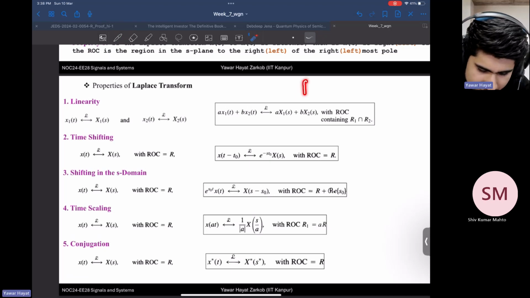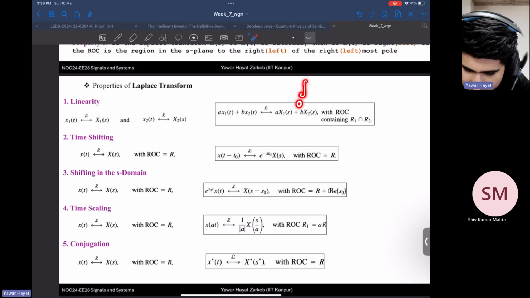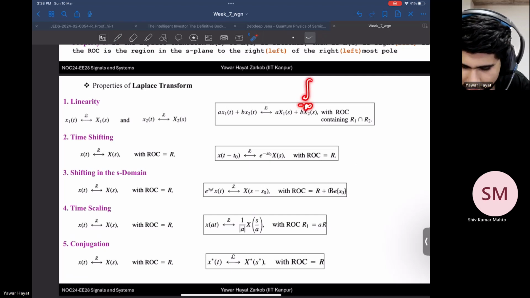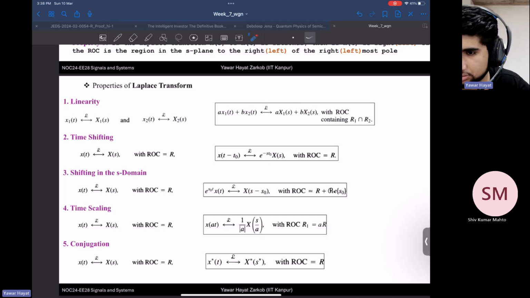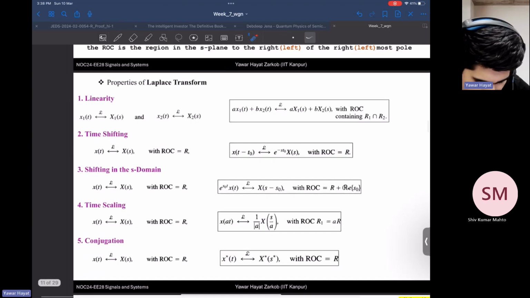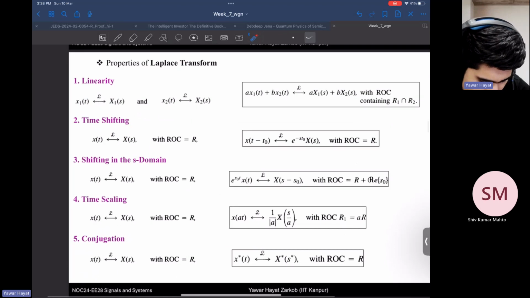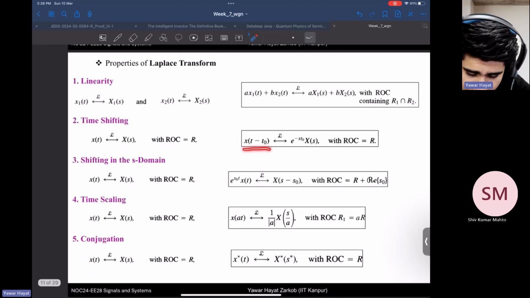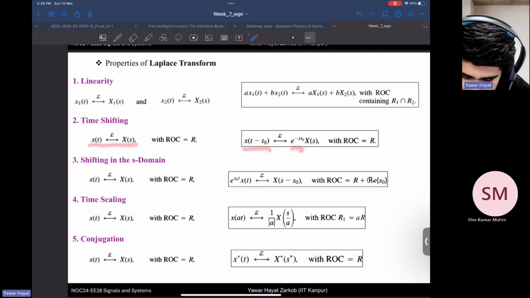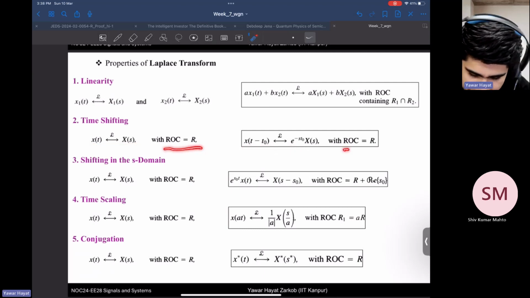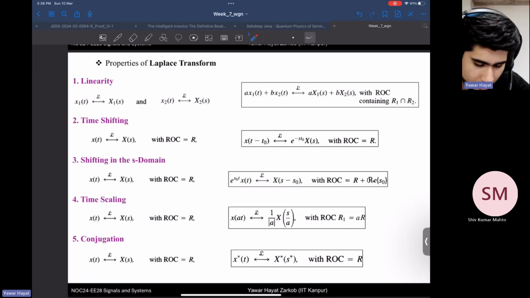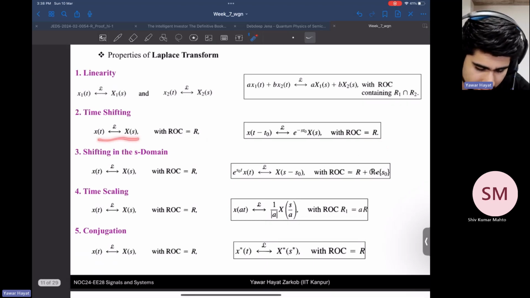For the unilateral Laplace transform, the lower limit is 0, and for the bilateral Laplace transform, the lower limit is minus infinity to infinity. We'll see where these properties differ for these two transforms. For time shifting, we have x of t minus t naught. Its Laplace transform is e to the power minus s t naught times X of s, where X of s is the Laplace transform of x of t. The ROC is unchanged, it remains R.